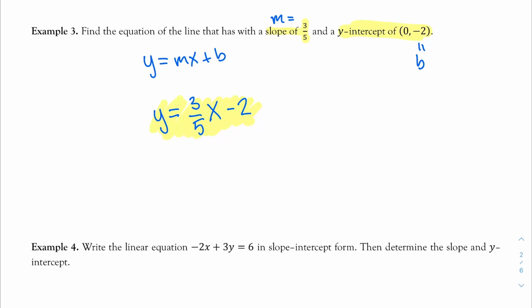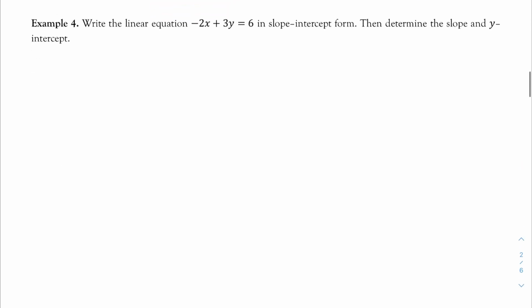For example 4, write the linear equation negative 2x plus 3y is equal to 6 in slope-intercept form. And then I want you to give me the slope and the y-intercept. So, if I want this equation in slope-intercept form, remember slope-intercept form has y is equal to mx plus b. In other words, I'm asking, can you solve for y and make it match that mx plus b form? So let's look at this problem.